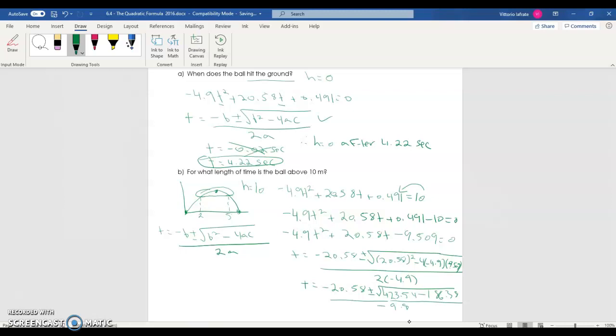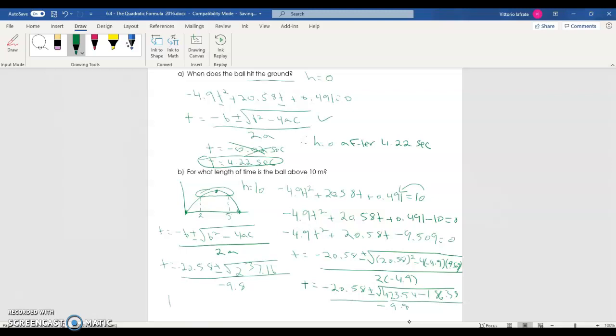And then I'm just going to finish the problem over here. So t is equal to negative 20.58 plus or minus the square root. Let's go see what goes in there. We have 423.54 minus 186.38, which is 237.16, over negative 9.8. And then we can go and solve for our plus side and our minus side.